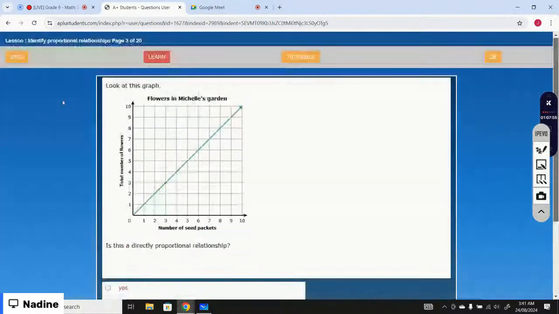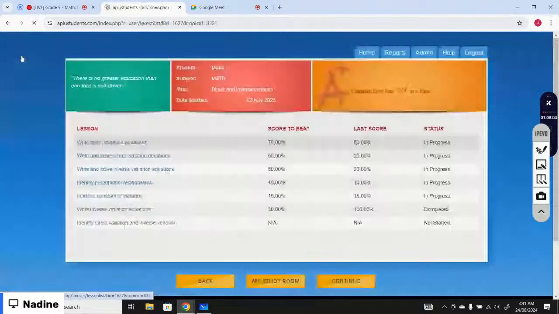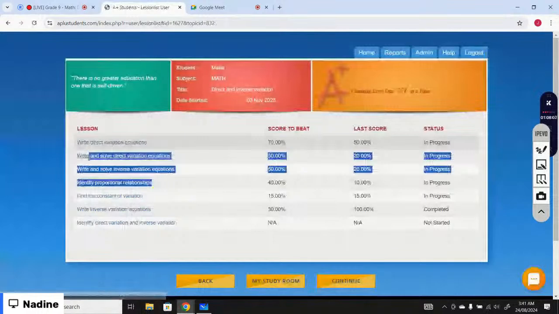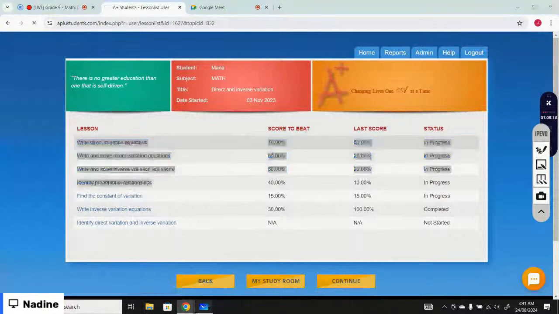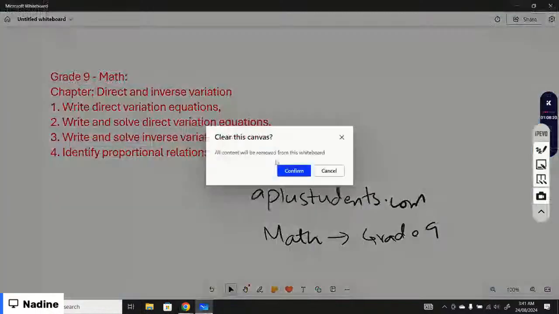So we were working on grade 9 math. The chapter we were working on is direct and inverse variation. The lessons we have covered today are write direct variation equations, write and solve direct variation equations, write and solve inverse variation equations, and identify proportional relationships. These are the lessons we have just finished, right?